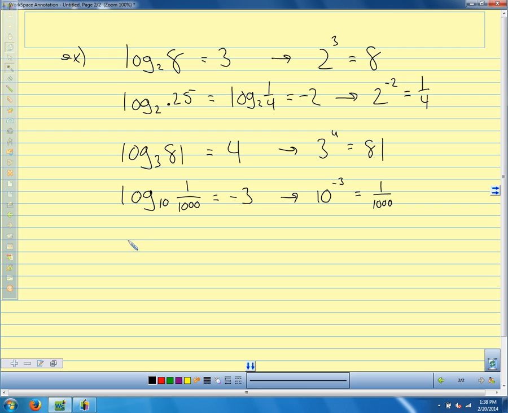One a little more challenging. Log base 16 of 8.